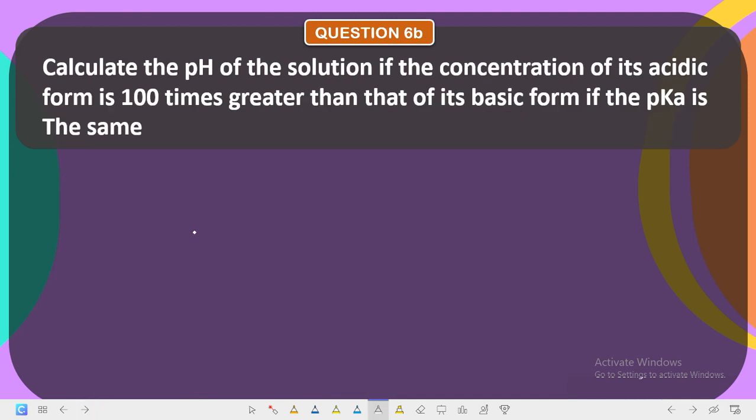Let us take a look at the next. Calculate the pH of the solution if the concentration of its acidic form, now which of them is the acidic, is 100 times the concentration of the basic form. Acidic form is HA, and it is 100 times the concentration of the basic form, which is A minus. So, what do you think this is going to form now? We say pH is what?